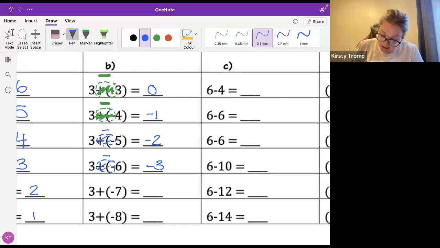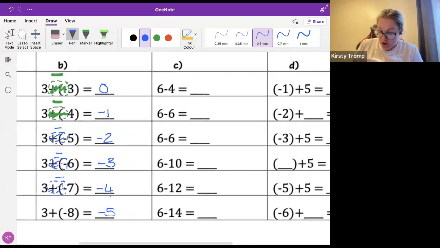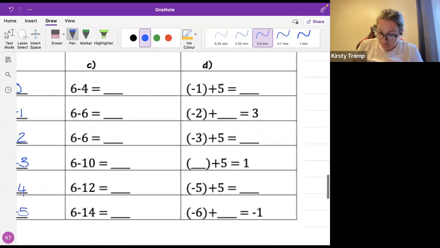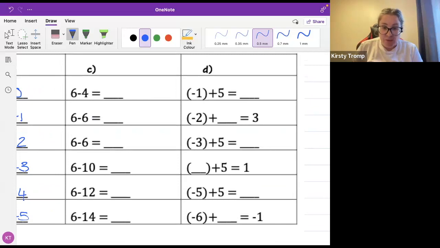3 plus negative 7, I'm going to draw a circle around these. They're going to cancel each other out. It's going to become a negative, and 3 minus 7 gives me negative 4. And finally, the last one, you should have got negative 5. So if we move on and have a look at C, C is a little bit easier because there's no brackets or anything like that.